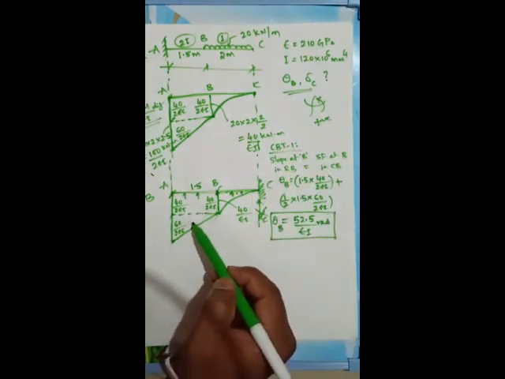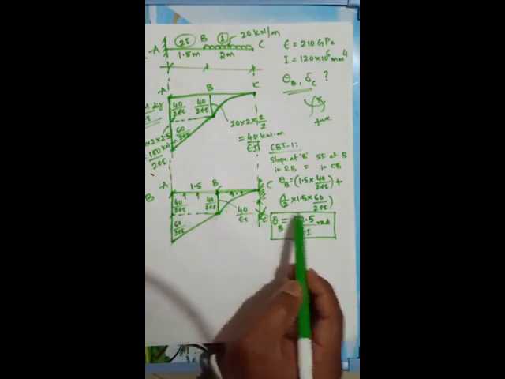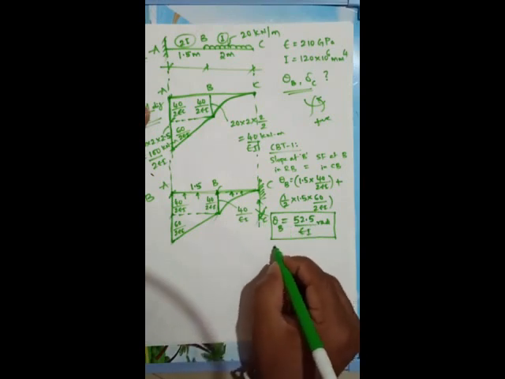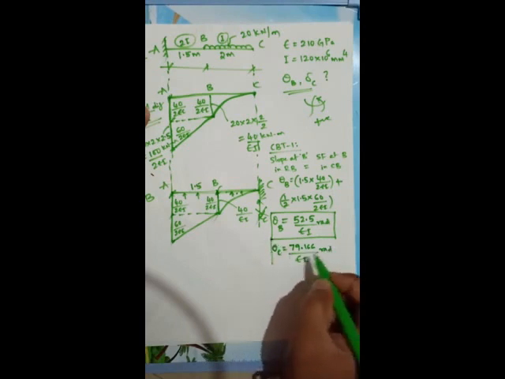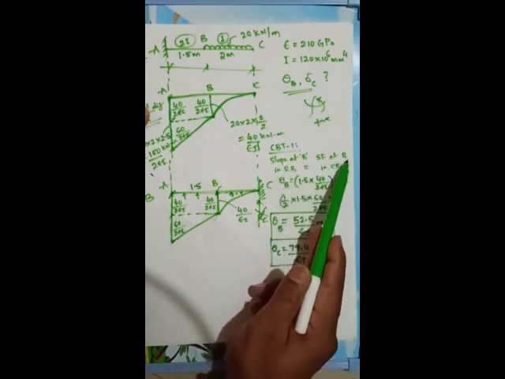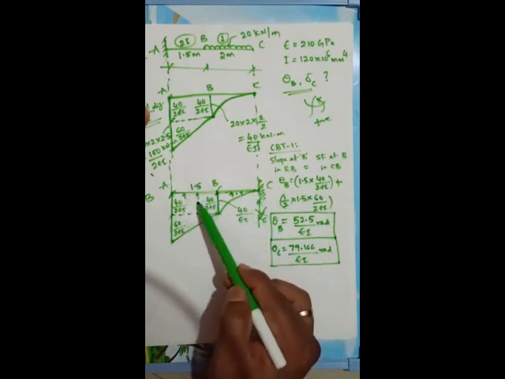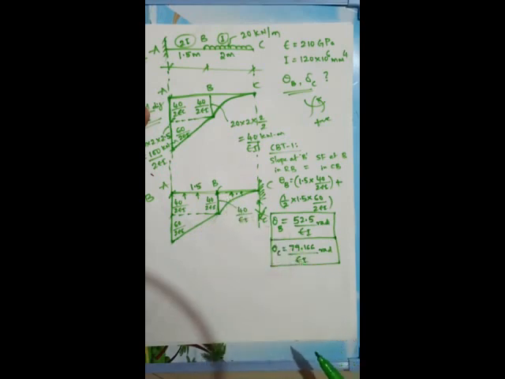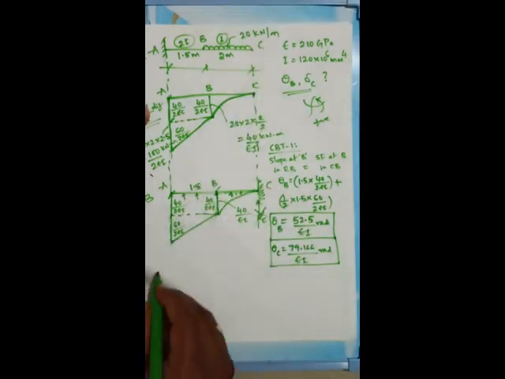So this area plus this area plus this area, so this area plus this area is 52.5. So again, if you find this area and add to this, theta C you will be getting around 79.166 by EI radians. Okay, so slope at C in real beam is equal to shear force at C in conjugate beam. What is the shear force at C? Total left-hand vertical force, this area plus this area plus this area, you will be getting 79.166 by EI.